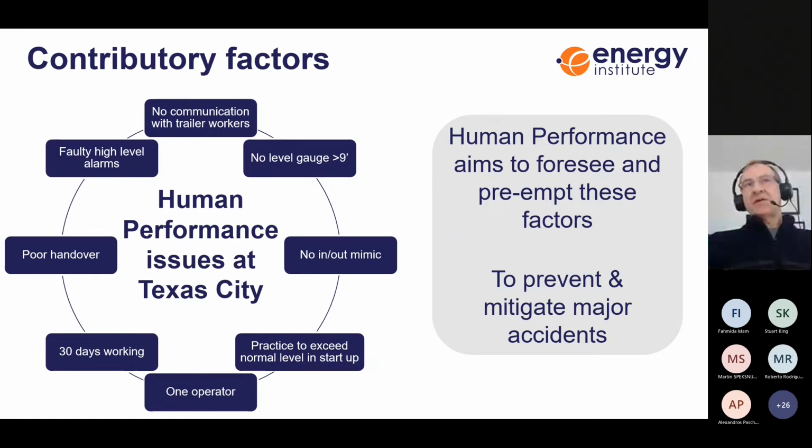And this is in a way why we say error was not the cause of this accident. It was these conditions which led to the error. So human performance is about foreseeing these conditions, preempting these conditions and factors, so as to prevent and mitigate these major accidents, prevent that major loss of life, damage and destruction. And we say that's why we should care about human performance.